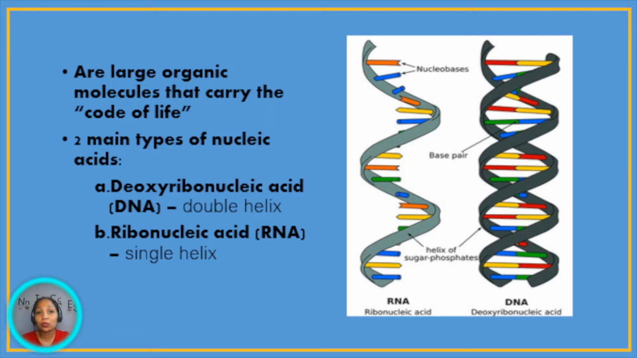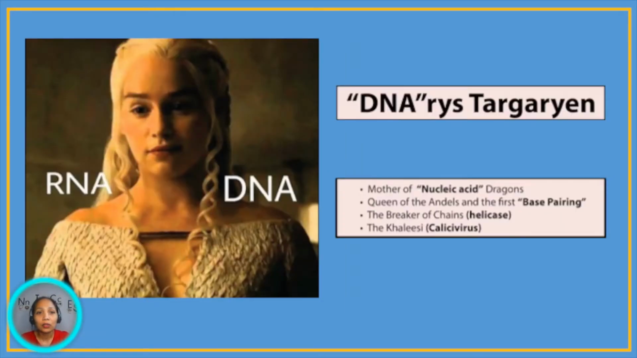Cells contain two types of nucleic acids, the deoxyribonucleic acid or DNA, which is a double helix, while the ribonucleic acid or RNA is typically single-stranded. To remember the two types of nucleic acids, look at the hair strand of the phenomenal character Daenerys Targaryen. It clearly shows the structure of both types of nucleic acid, the DNA and the RNA.